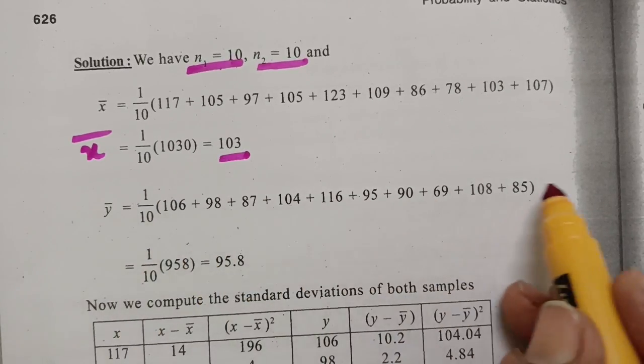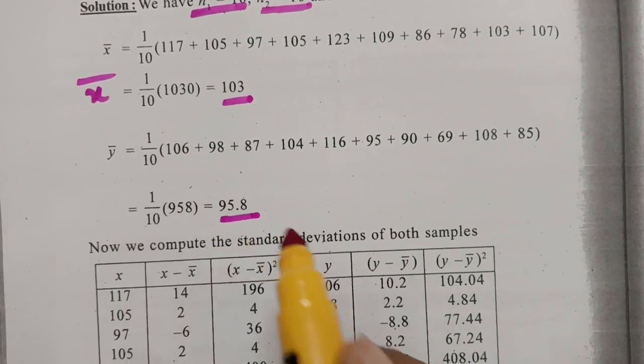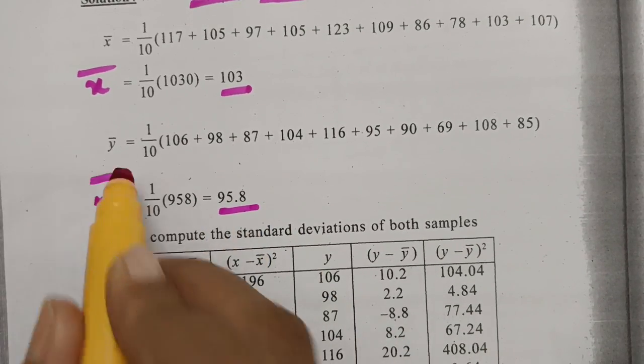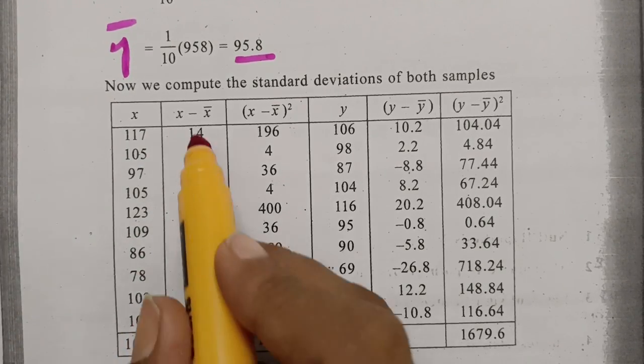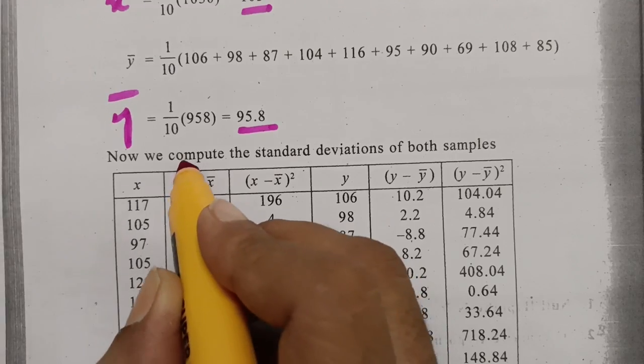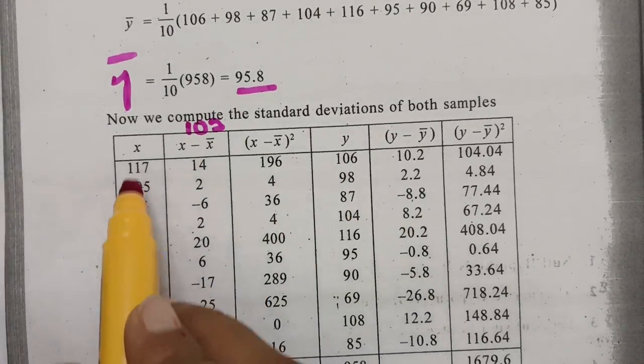Y bar is equal to, we have to add up all the values divided by 10. The value here is 95.8. So this is the y bar value. So here this is the table. These are all the x values and x minus x bar. So we have to subtract 103 from each and every value of x.